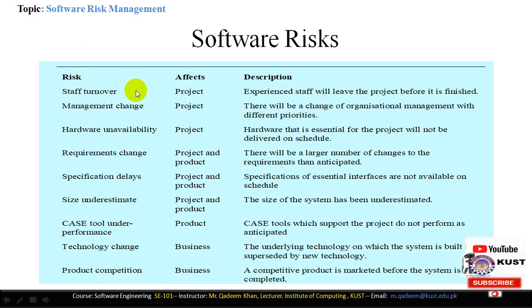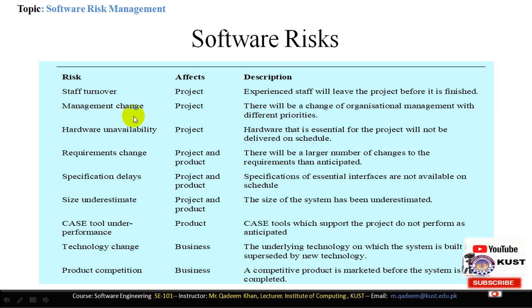Now, what is the staff turnover risk? Staff turnover, as its name indicates, means that experienced staff members leave the project before it is completed. So the experienced staff members, in fact, resign from the project and leave their tasks unfinished. And when other staff join the project, they will take a long time to understand the work of the previous staff members. So in this way, the project risk will occur which will delay the project.